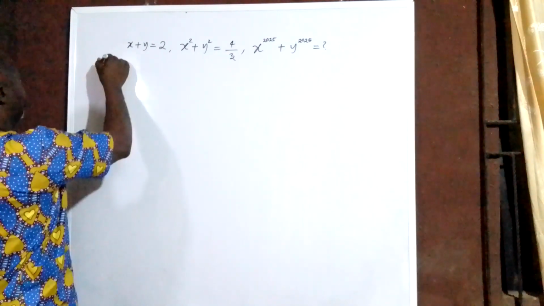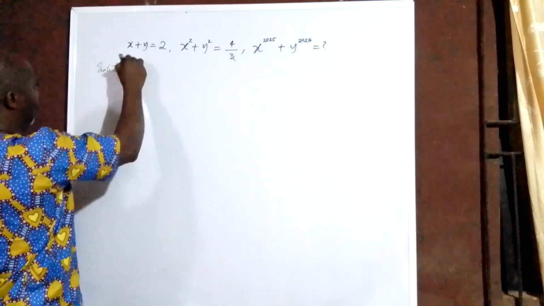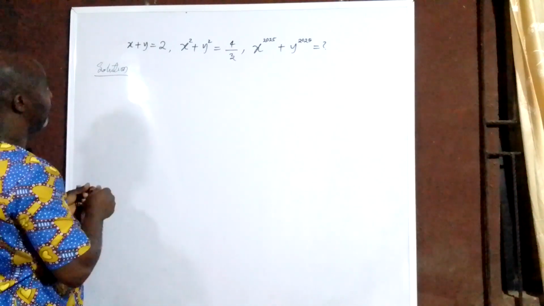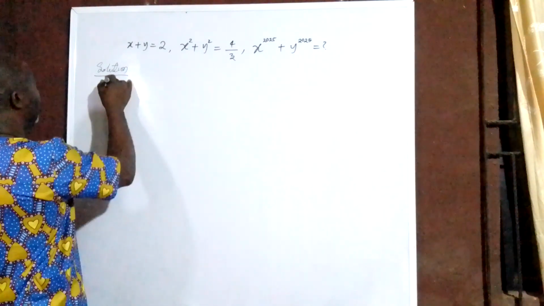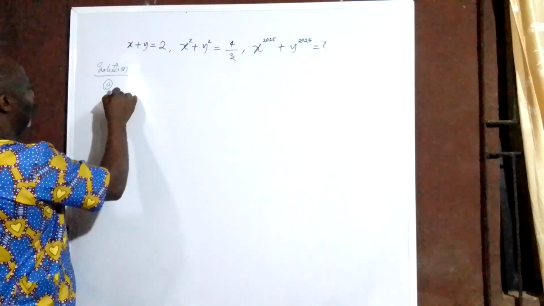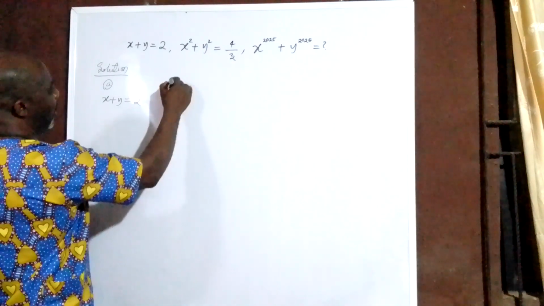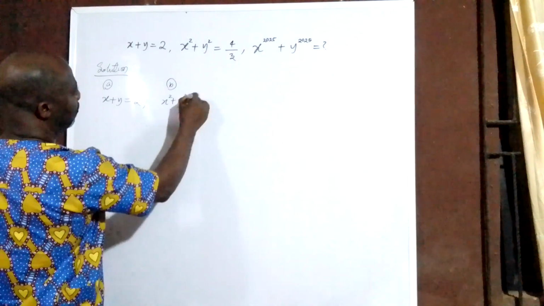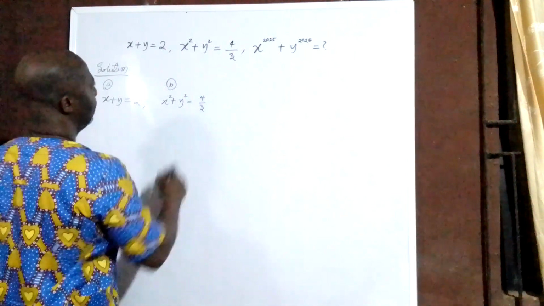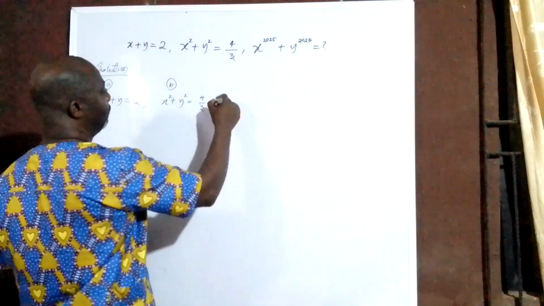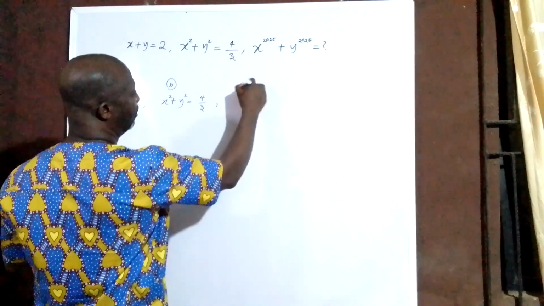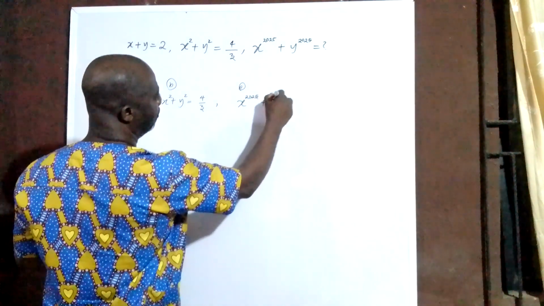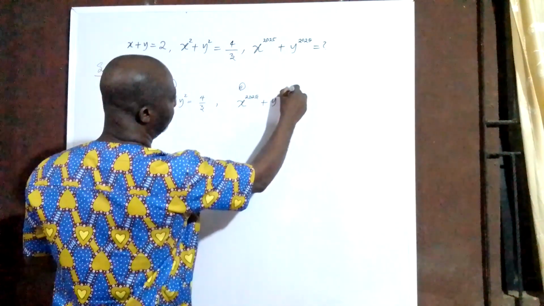First, I'm going to take down my solution. I'm going to label these equations as A, x plus y equal to 2, and B, x squared plus y squared equal to 4 over 3, and then C, x to the power of 2025 plus y to the power of 2025.